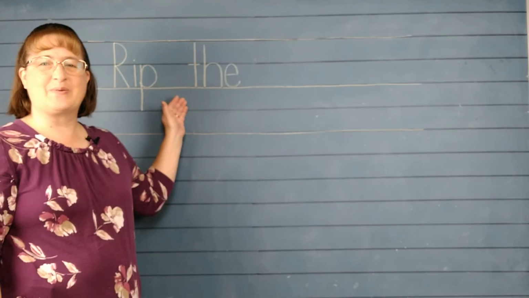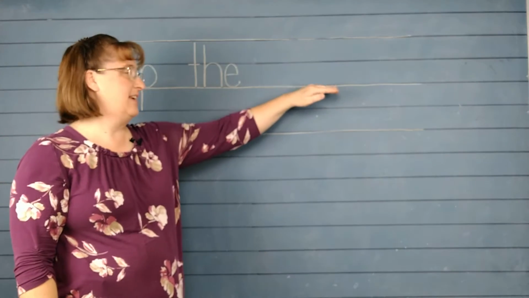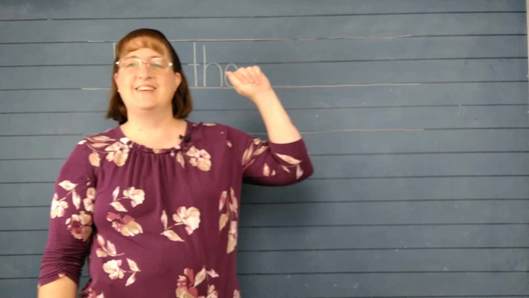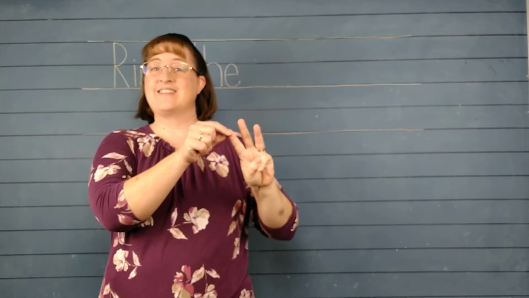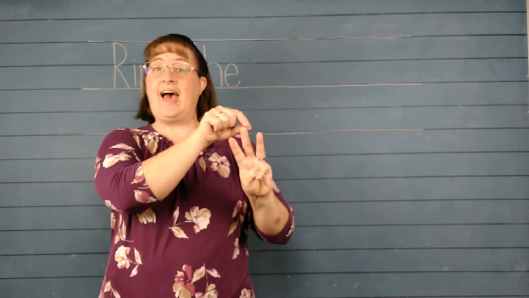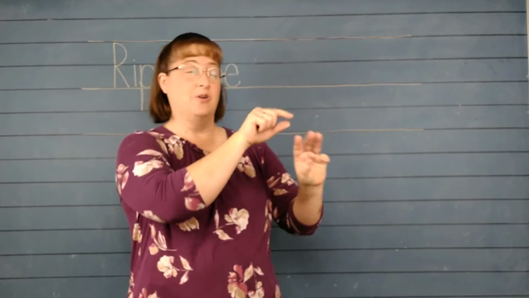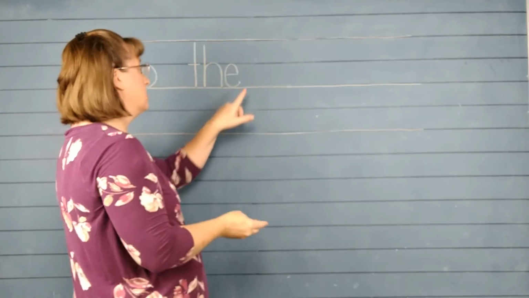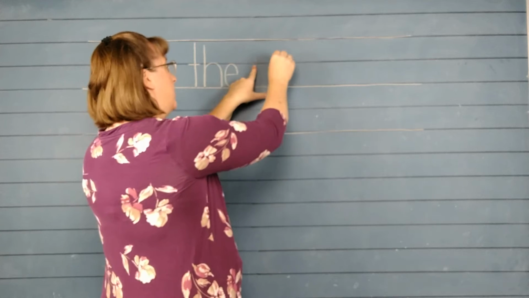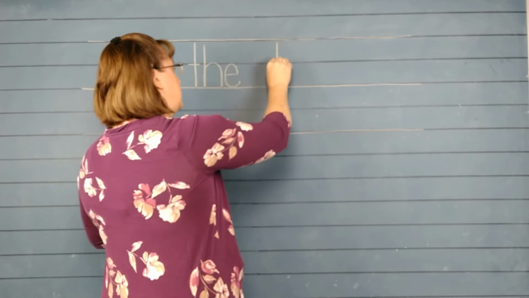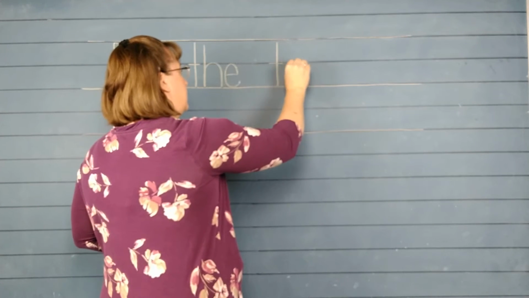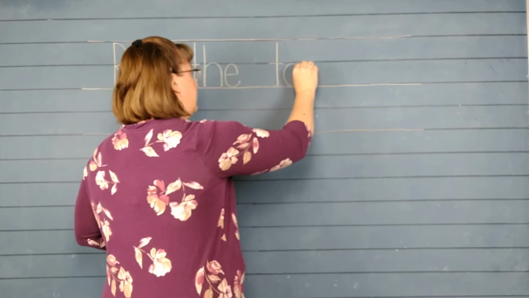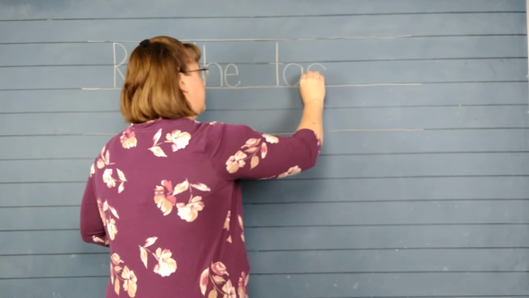Good. Rip the, what's the last word? Tag. Give me the sounds. T-A-G. Okay, what do we put between our words? A space of one round letter. And we write T-A-G.